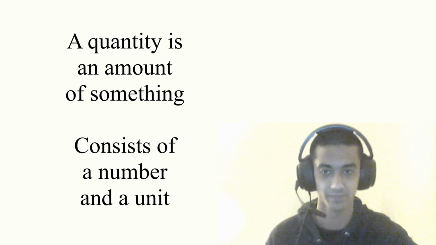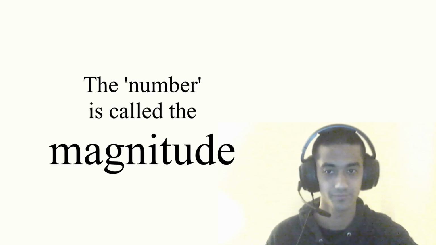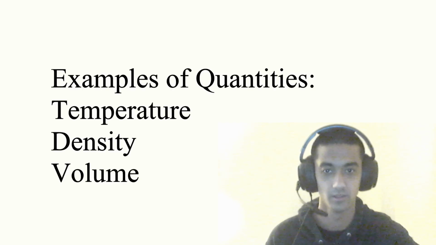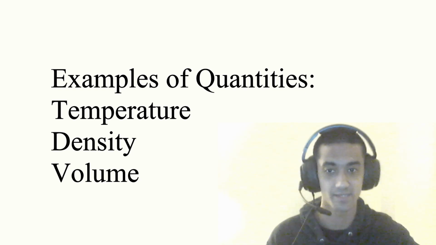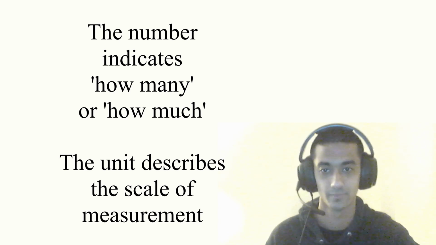So, what are quantities and units? A quantity is simply an amount of something, and it consists of a number and a unit. The number of that quantity is more accurately known as the magnitude. For example, we could measure the properties of matter, such as temperature, density, and volume, and express these measurements as quantities. The number indicates how many or how much, and the unit describes the scale of measurement.